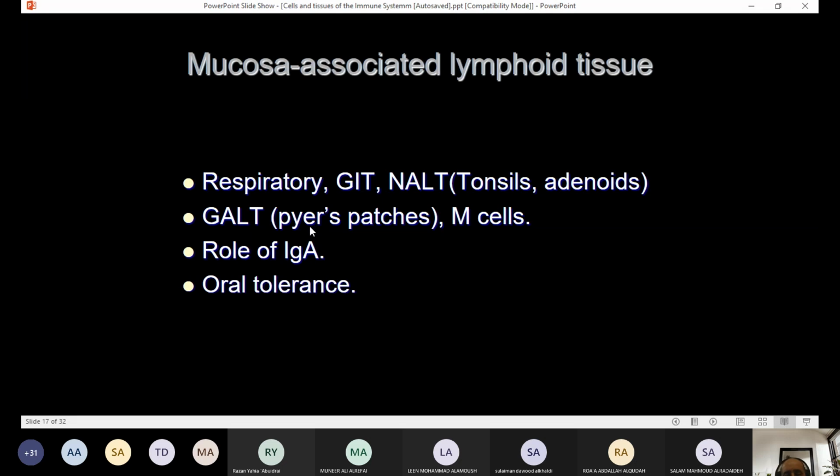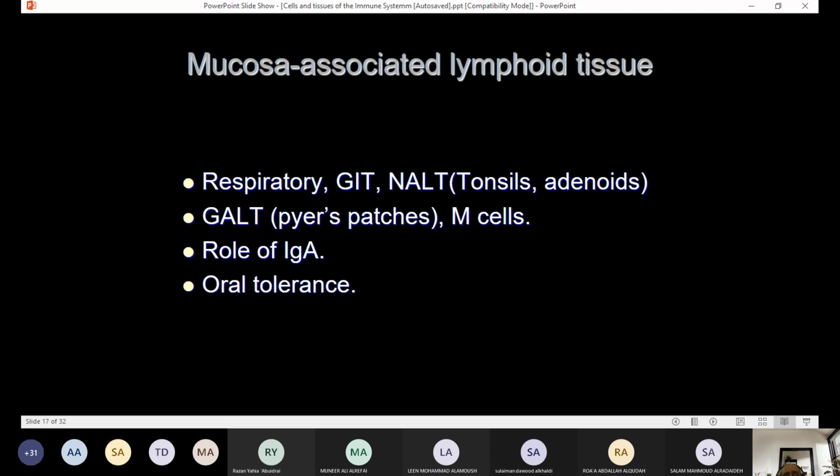Gut-associated lymphoid tissue, for example Peyer's patches in the GI tract, could be inflamed when we are infected with Salmonella, Peyer's patches being aggregates of lymphocytes. And we have also what we call the M cells that can play a role in defense as well. So the secretory IgA antibody is the antibody that usually develops on the mucous membranes and provides protection, as we have seen, to the mucous membranes. And it has what we call a secretory component that will protect the IgA antibody. We'll talk about that later.